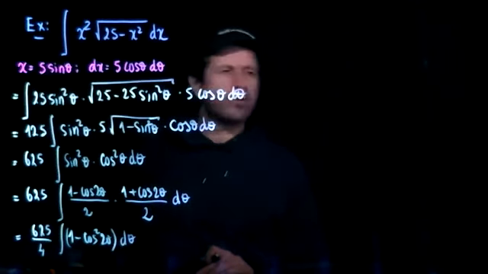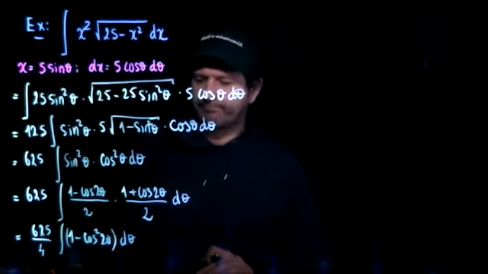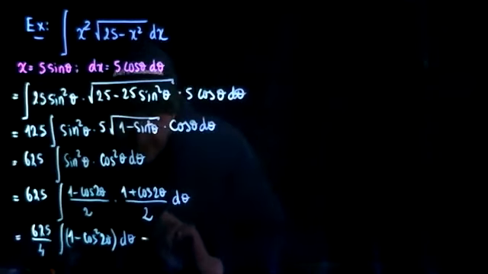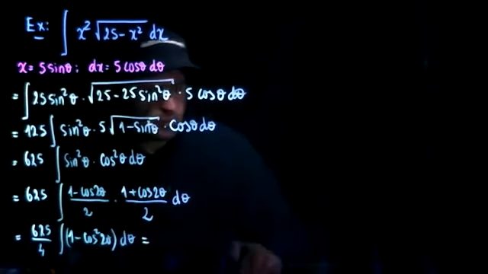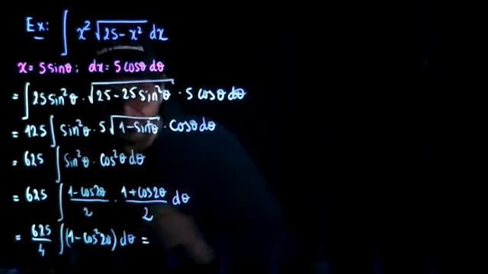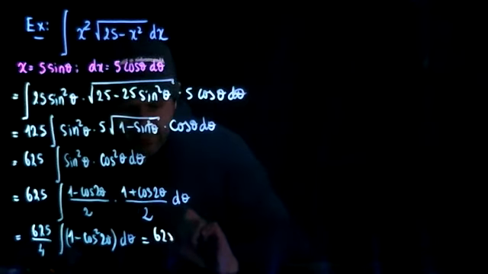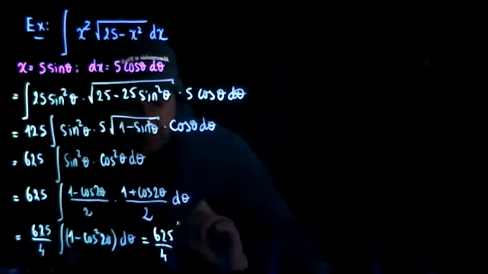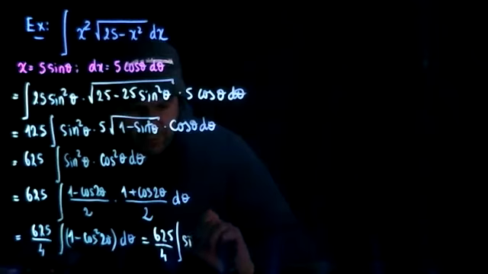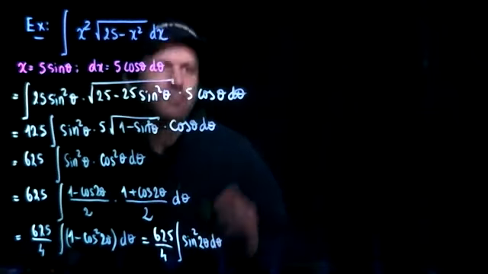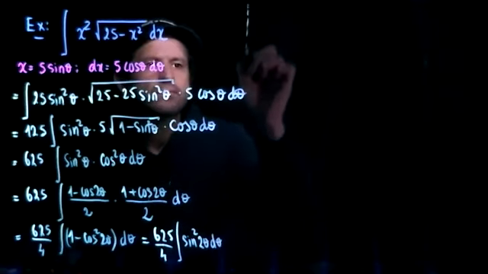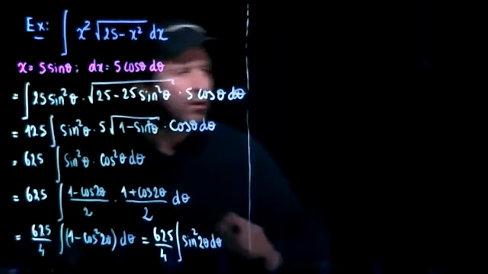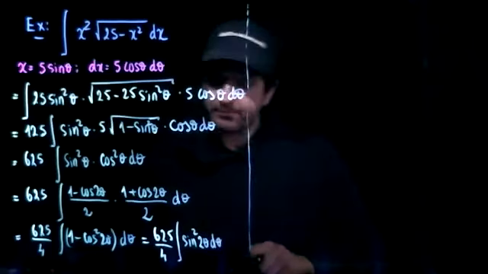Okay, any questions so far? And that is 1 minus cos squared. We know that it's sine squared. So I have 625 over 4 times the integral of sine squared of 2 theta d theta. Okay, any questions until here?